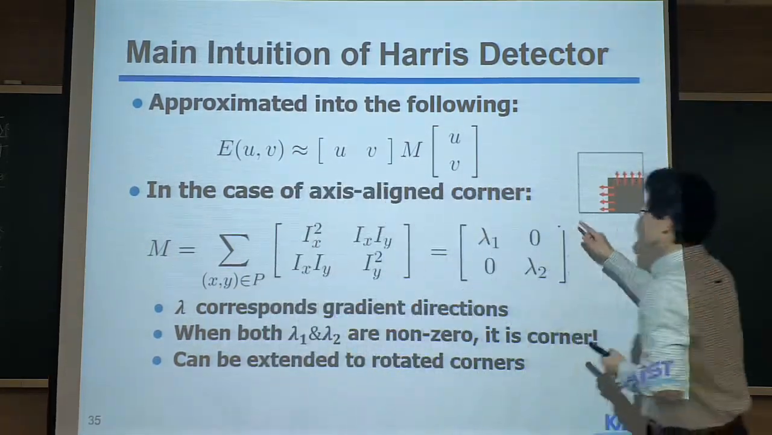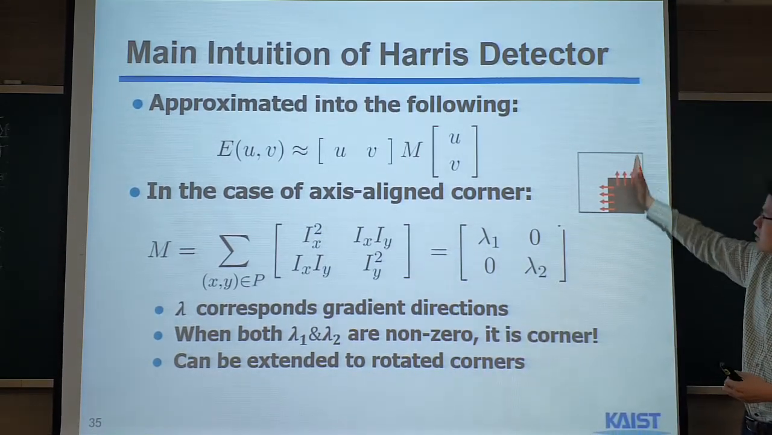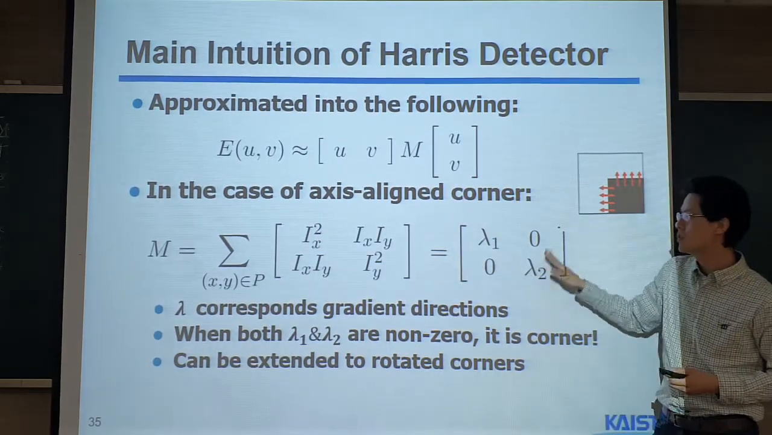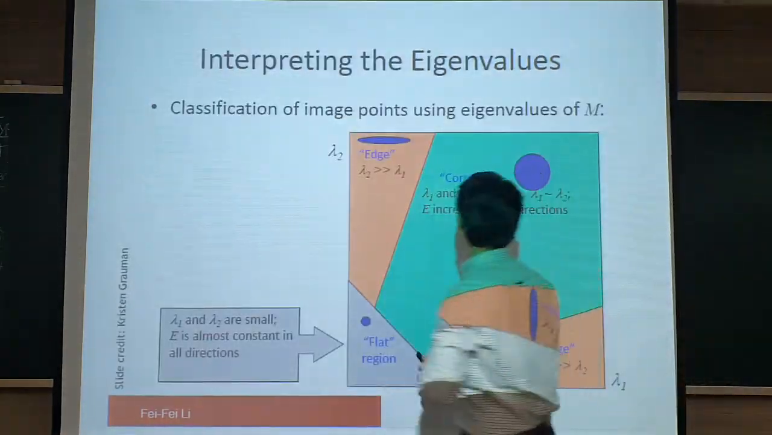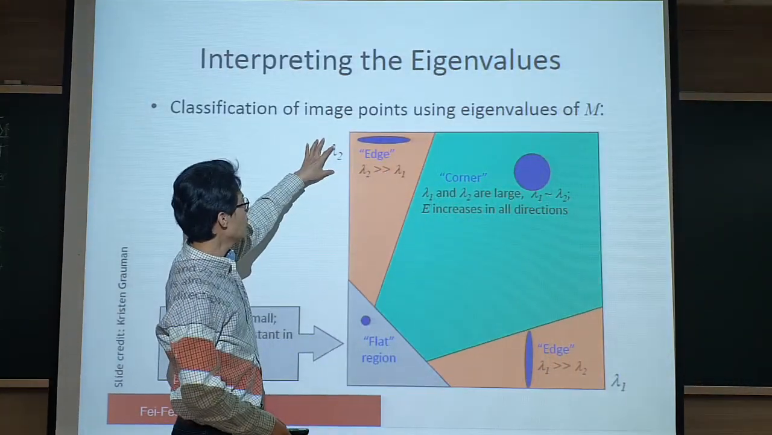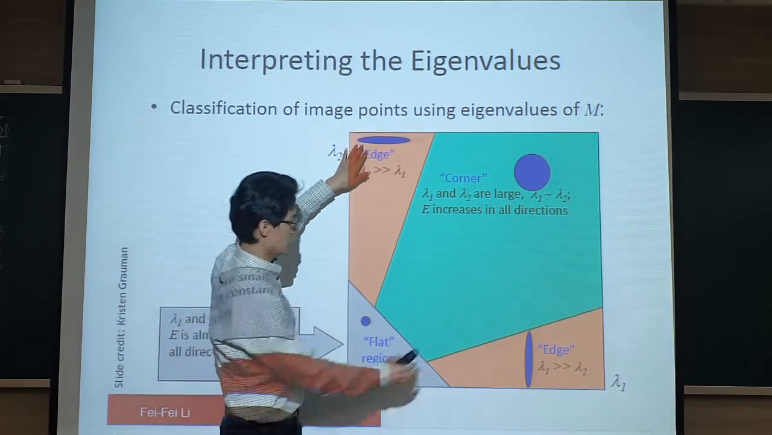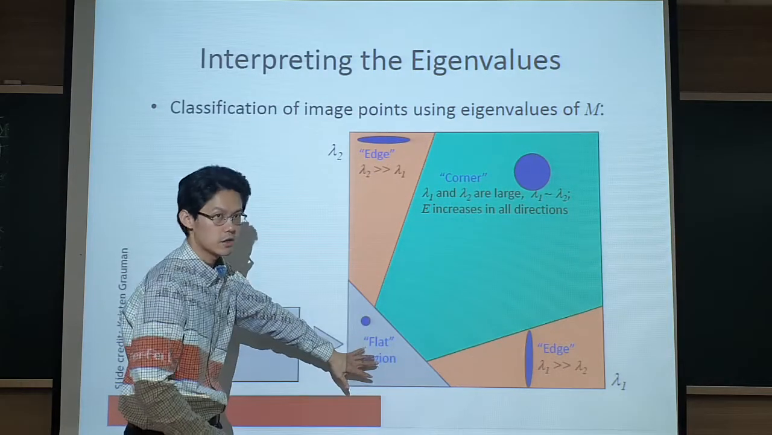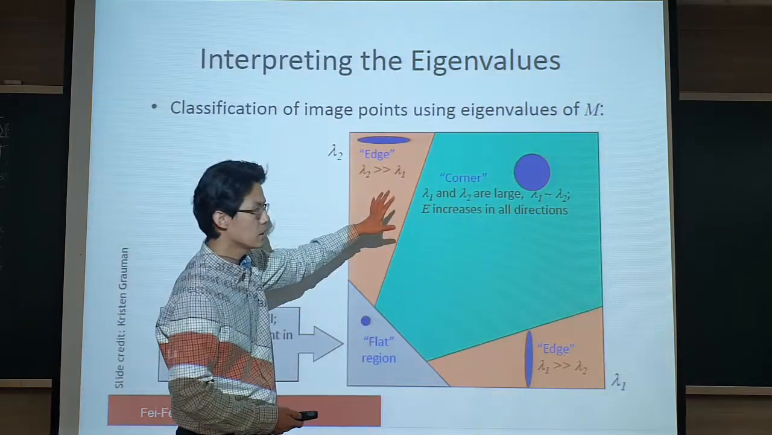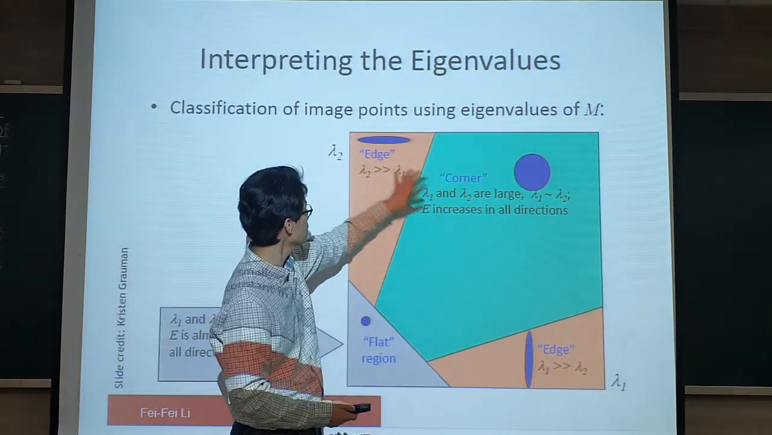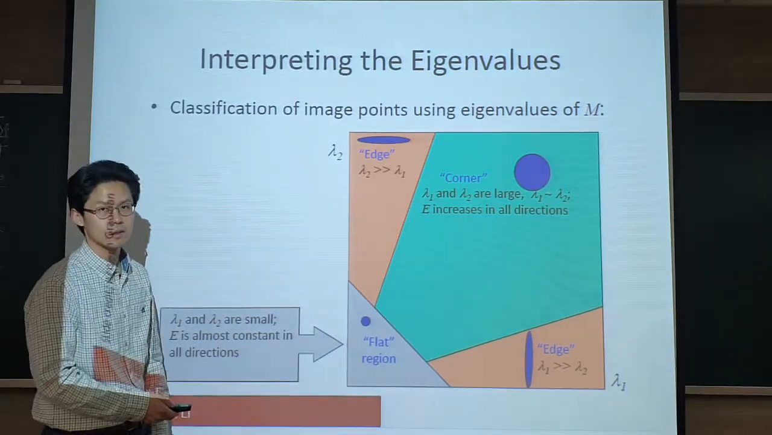For example, if this local window is located here, then we get the gradient along y. Then y could be non-zero, but the other one could be 0, since the gradient in the other direction is 0, right? So if either one of lambda 1 or lambda 2 is very small and the other one is big, then it will be an edge. If everything is small, then it's a flat region. So by looking at the second moment matrix, we can classify whether the local patch contains a corner, edges, and so on. That's the main idea of this Harris corner detector.